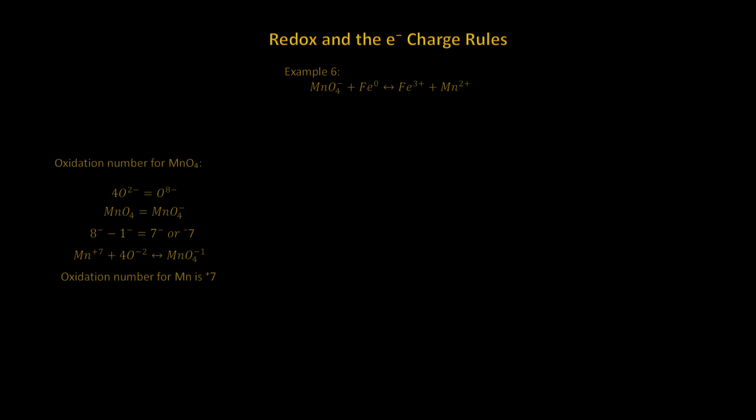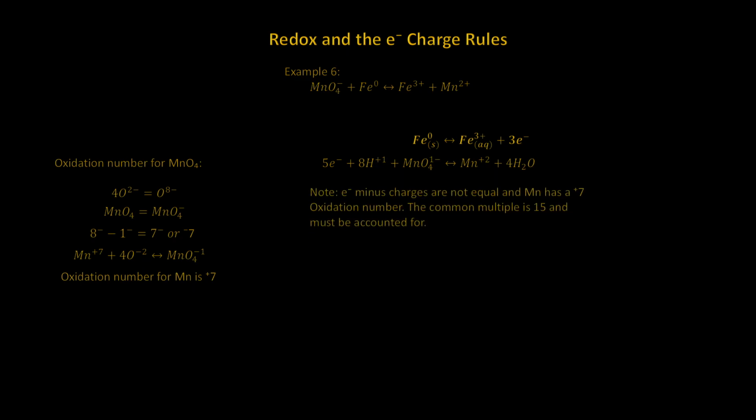Knowing that the oxidation number for the manganese is +7, we can move on. The iron oxidizes to produce iron 3+, with 3 electrons donated. The permanganate reduces to manganese 2+, gaining 5 electrons, and water is also produced. Note that the e- charges are not equal, and the manganese ion in the reaction has an oxidation number of +7, which reduces to +2.